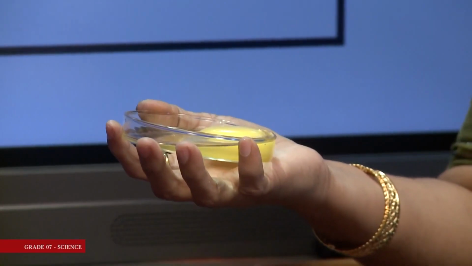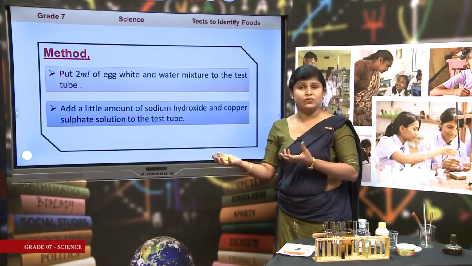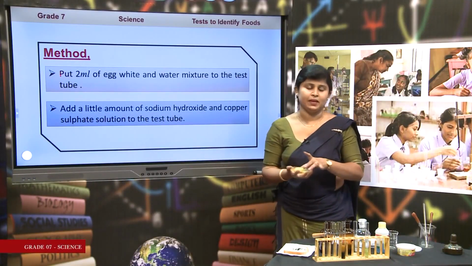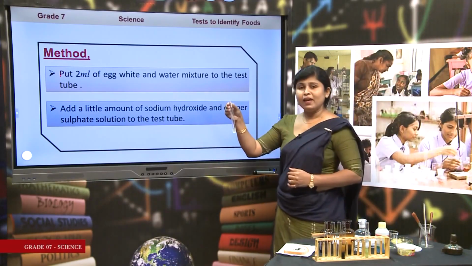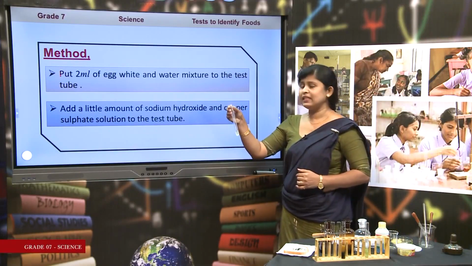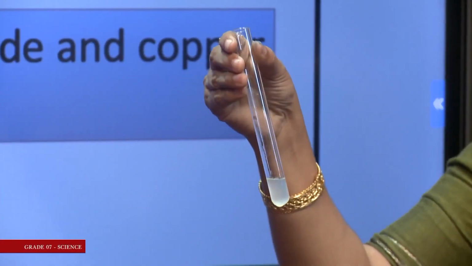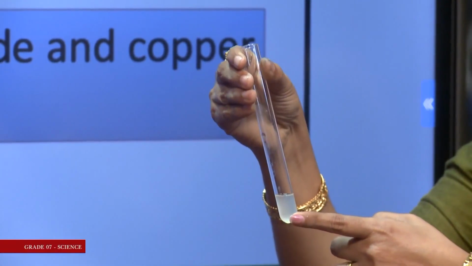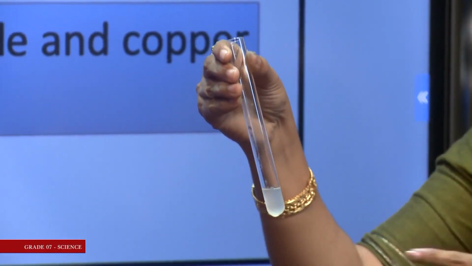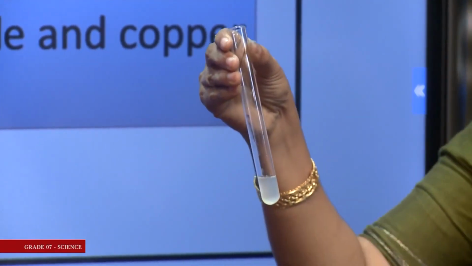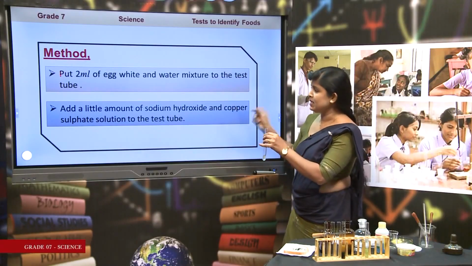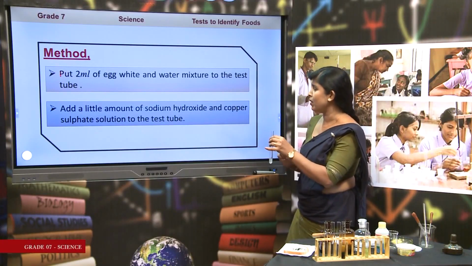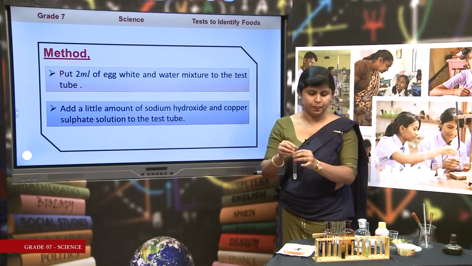I have taken a very little amount of egg white and it was well dissolved in water in this way. In my hand, I have got egg white and water mixture. This is an egg white and water mixture, right. Egg white is well dissolved in water and I have prepared a mixture, right. Now, we are going to move on to the second step, that is add a little amount of sodium hydroxide.